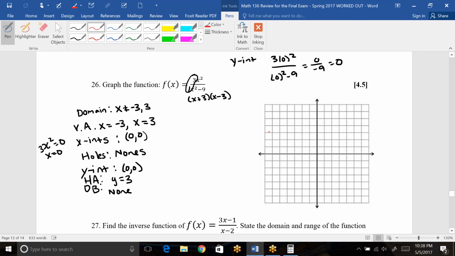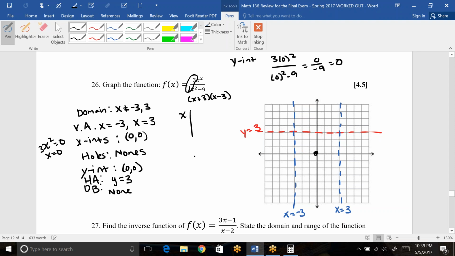So we go up 1, 2, 3, that would be my horizontal asymptote. I have 2 vertical asymptotes of -3 and +3. I have an x-intercept of (0, 0), and that's also my y-intercept. And I'm going to need some more points.